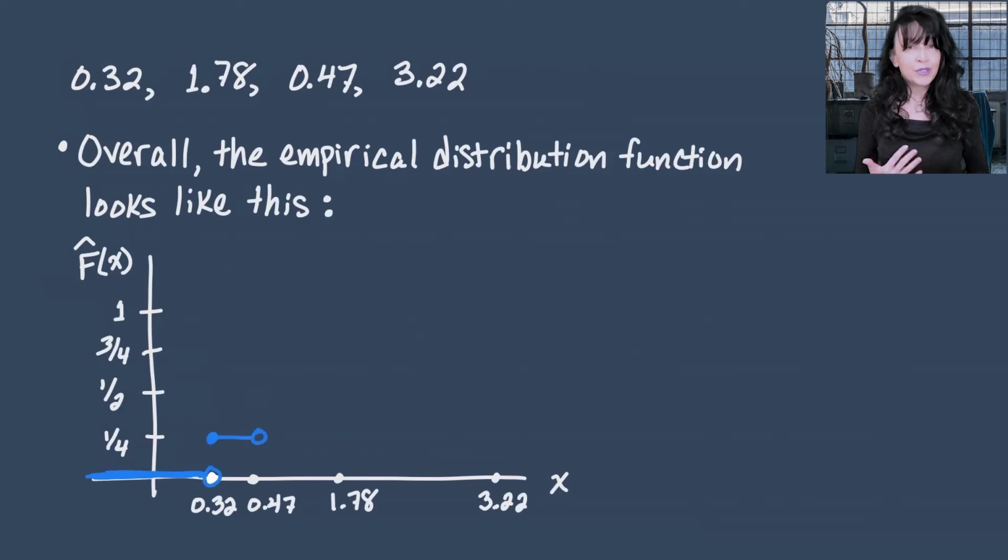At that point, you say, what is the probability that x is less than or equal to 0.47? Based on these data, it appears to be 2 out of 4, or 1/2, because there are 2 numbers here less than or equal to 0.47.